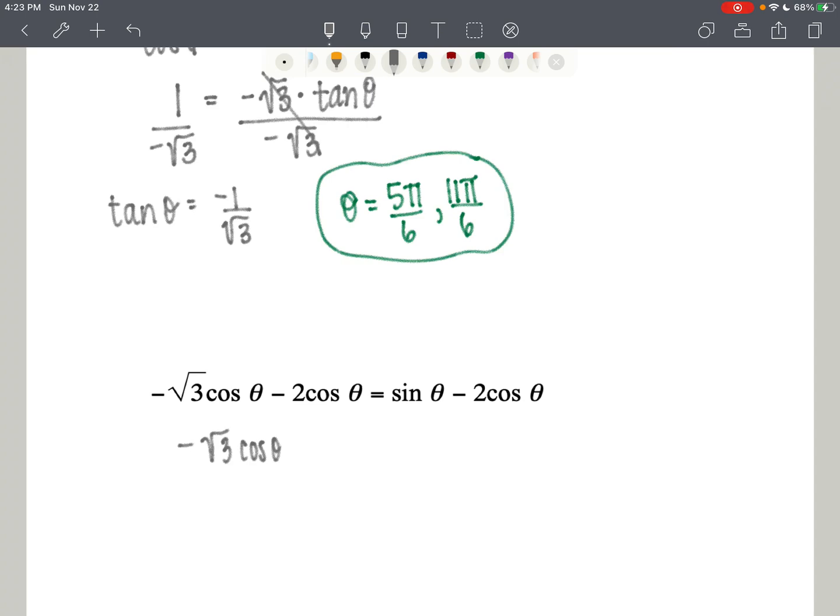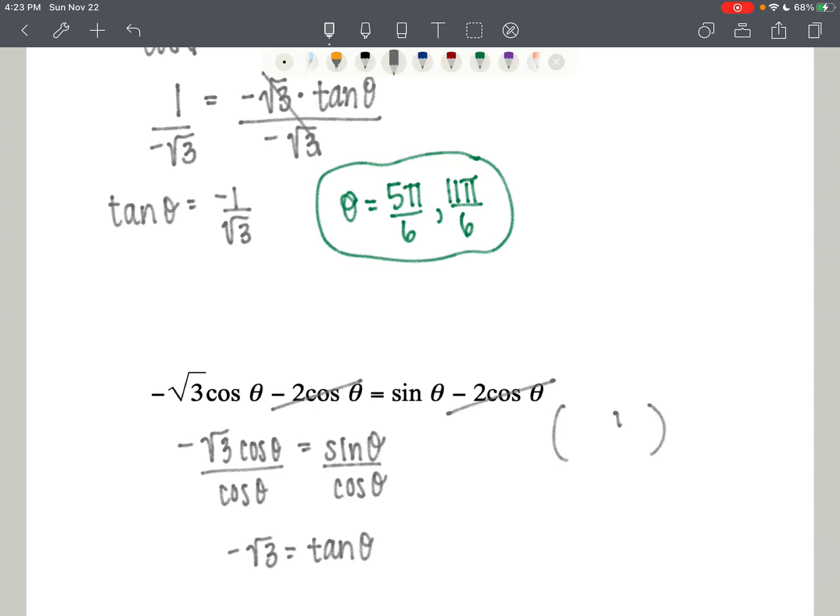I add 2 cosine of theta to both sides, and when I do that, they both cancel out, which gives us negative square root of 3 times cosine of theta equals sine of theta. And now we can divide both sides by cosine of theta. We get negative square root of 3 equals the tangent of theta.